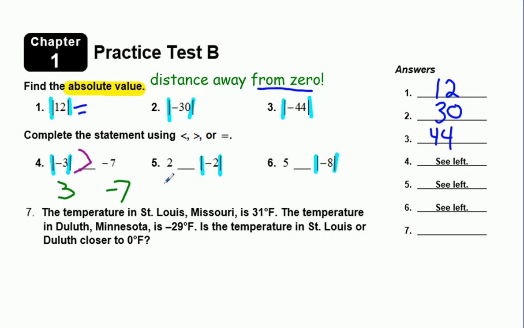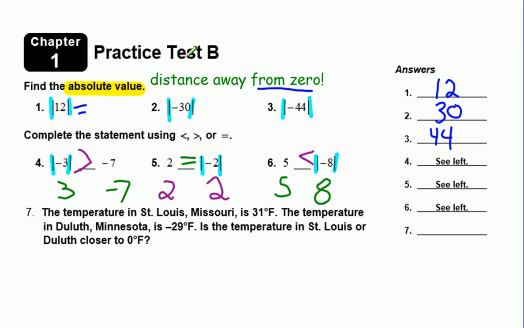All right, next ones. What's the absolute value of negative 2? How far away from 0 is negative 2? It's 2 units away, which means these are equal. And the last one. I have 5 on the left side, and on the right side I have the absolute value of negative 8. How far away from 0 is negative 8? It is 8 units away. And nice and easy, the 8 is bigger than the 5, so the alligator will eat the 8. Make sure you know these symbols. You will be using them on your test tomorrow.